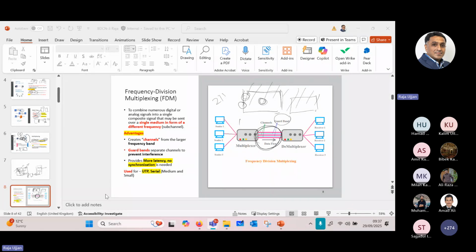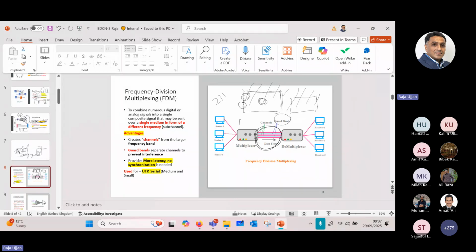So this is frequency multiplexing. It is used especially with unshielded twisted pair and serial cabling, at very small to medium scale. You can mention this in your coursework if you want to be very accurate and get a good mark.